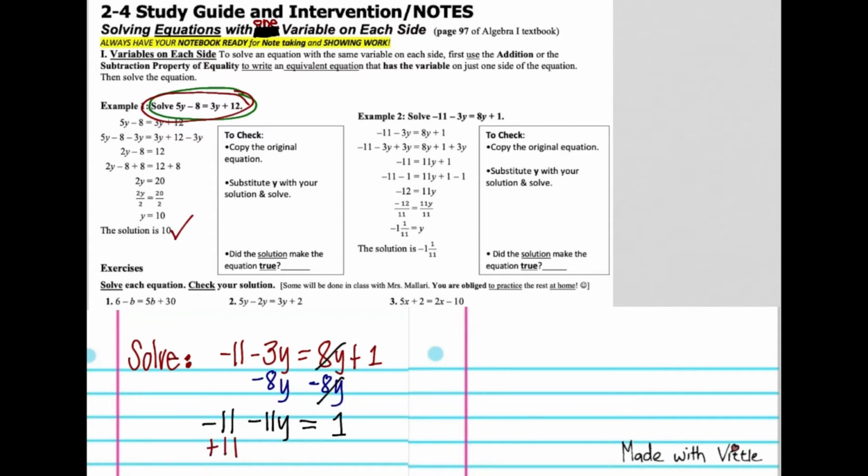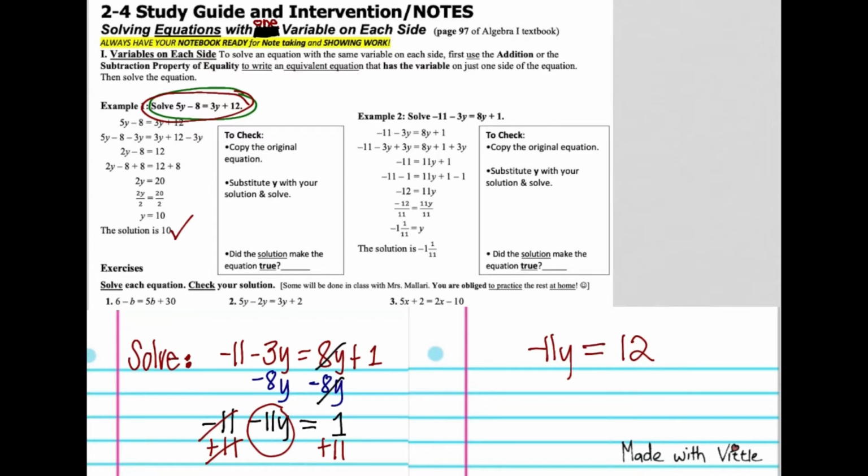Do the same thing on the other side. This negative 11 and positive 11 cancel out. So what is left on the left side is just this negative 11y. On the other side, you add 1 plus 11, which will be 12.